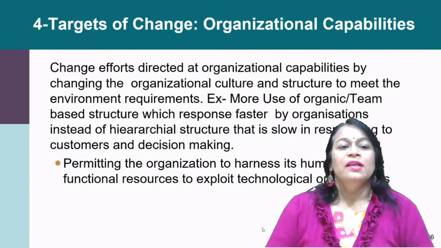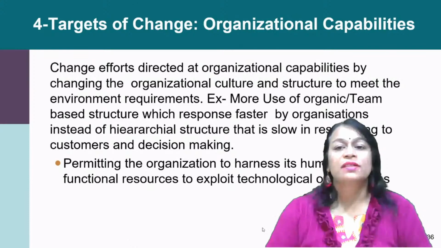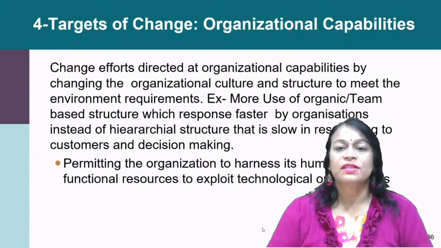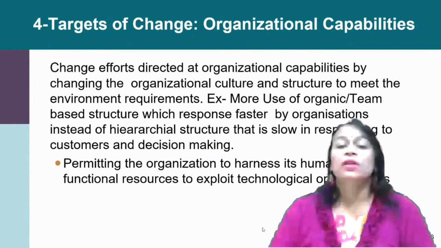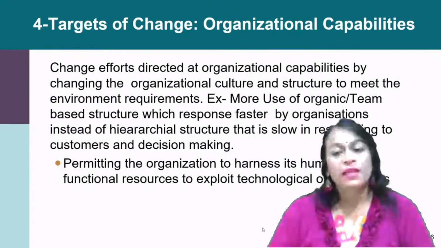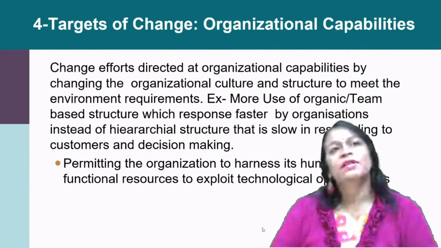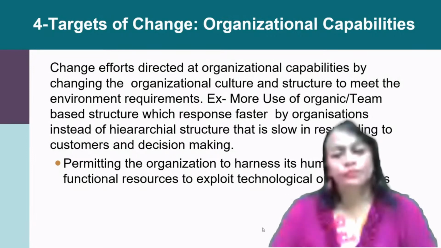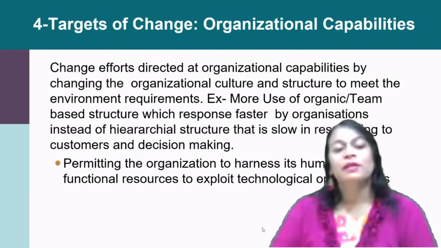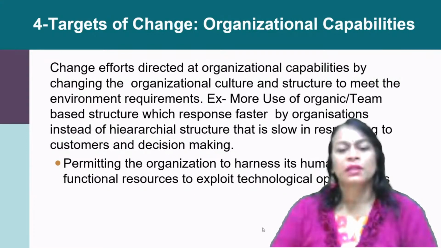The last but not the least, the final change is the organizational capabilities. When I mean organizational capabilities, that means bringing the larger change into organization culture and the structure to meet the external or the environment requirements. For example, in the past, most of the organizations used to have a hierarchy. They used to have a structure where there were long lines of levels, and people used to communicate from the lowest to the highest, the bottom up communication and the top down communication was being used.